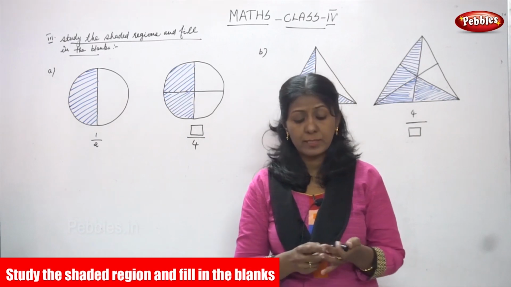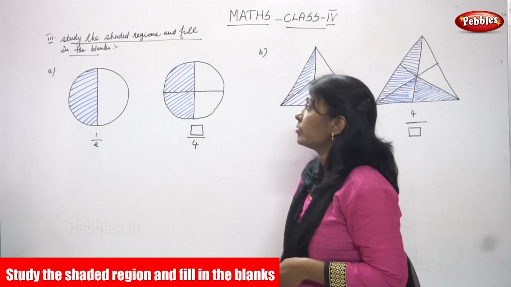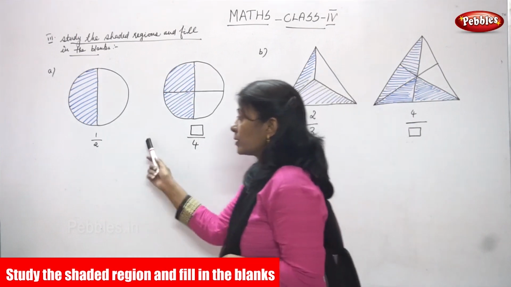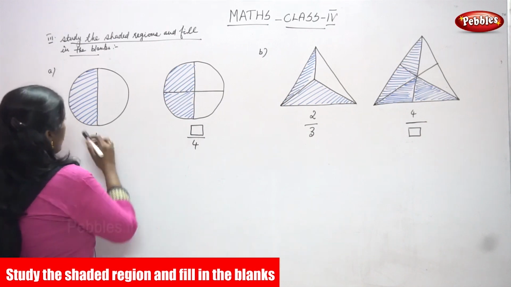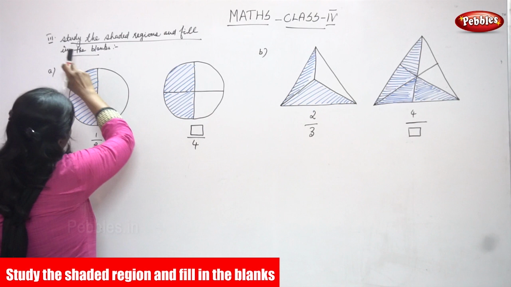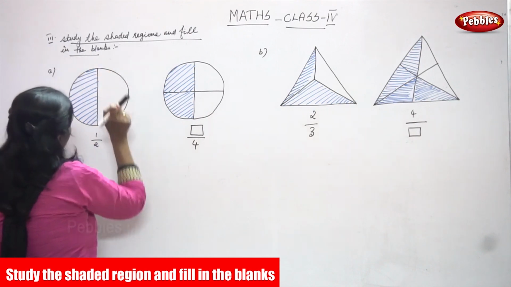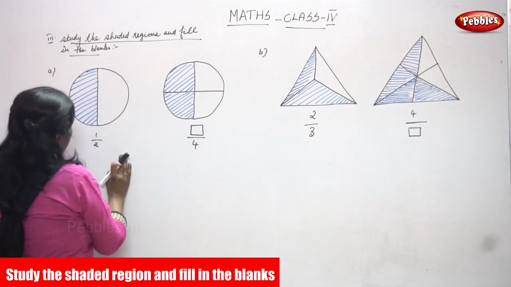Now we are going to see another subdivision: study the shaded region and fill in the blanks. So look at the circle. I cut it into equal halves, that is 1 by 2. I shaded only one portion. So study the shaded region and fill in the blanks.